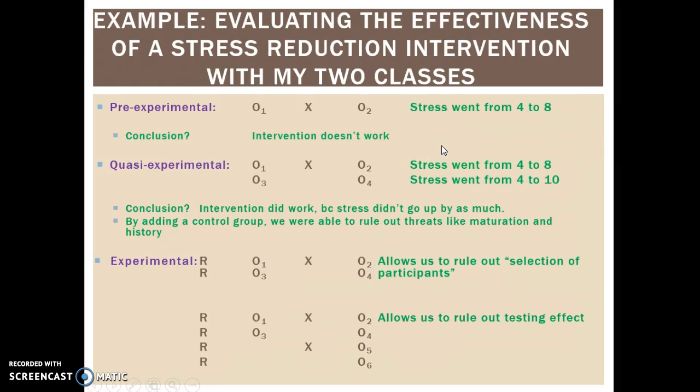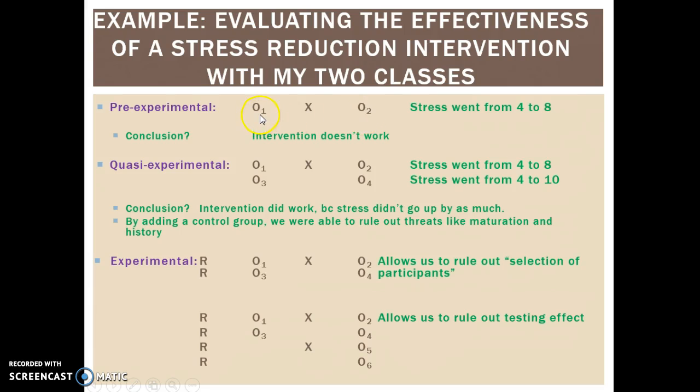Okay, so just to give a quick overview again of the importance of using rigorous research designs. So I'm going to use the example again of stress. Let's say I have two classes, and I'm going to measure your stress, and I'm going to ask you to rate your stress on a scale from 0 to 10. If I used a pre-experimental research design, and I just did the pre-test, post-test design, so I give you a pre-test, then we have our stress reduction session, and then we have a post-test.